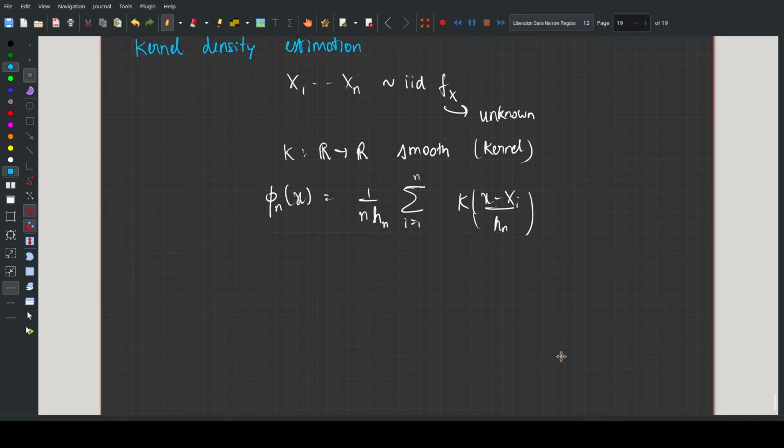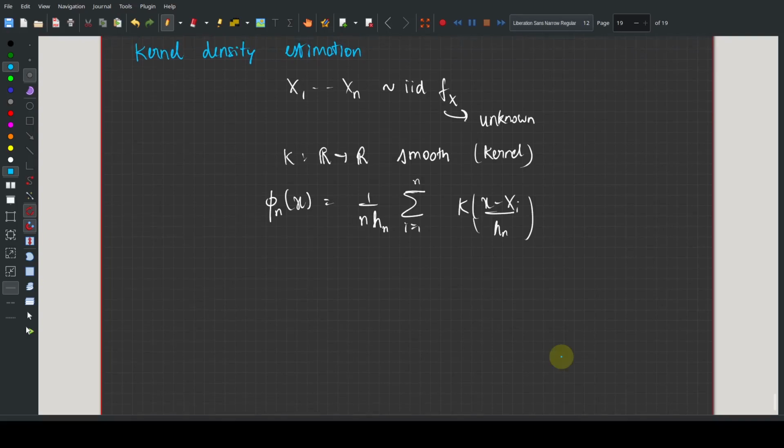But now what I want to do is discuss a few applications of the concentration inequalities that we've seen so far. Towards the end of last class, I had introduced this problem of kernel density estimation, wherein you have x1 through xn, which are independent and identically distributed according to some unknown density fx. And the goal is to somehow get an estimate of fx.